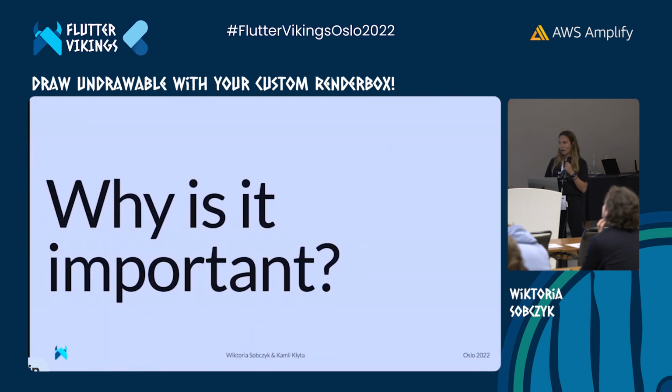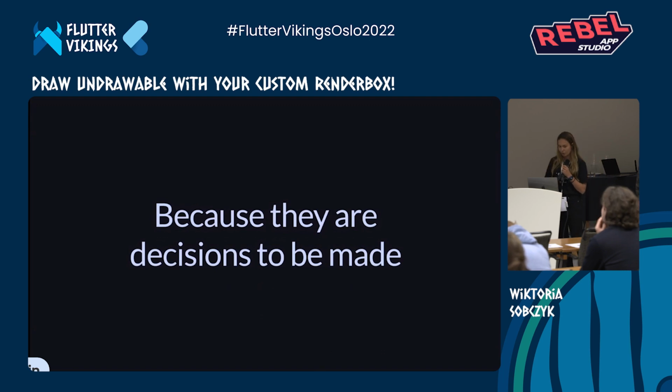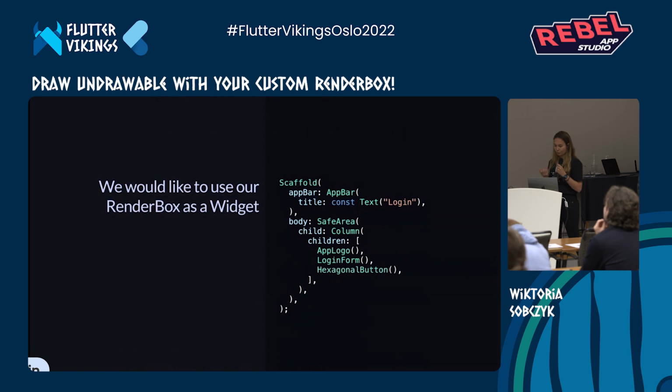So why is it important to think about all scenarios or variations of our button? Because there are some decisions to be made before our implementation to think about how our RenderBox should look like. So as we can see, we want to use our RenderBox as a widget. So finally, in our presentation, we want to use our RenderBox as a typical button. For our presentation, it will be a hexagonal button.